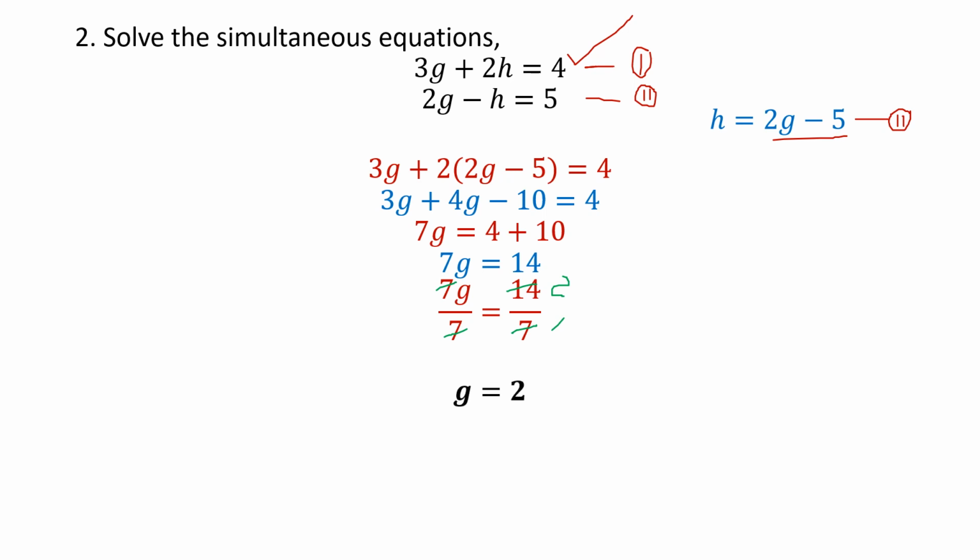Now that we have the value of g, we have to find the corresponding value of h. We can use any of the equations, equation 1 or equation 2. So let's use this one. This one is still equation 2, but we have rearranged it. So let's substitute for g. We are now substituting 2. Then this simplifies to 4 minus 5, which is minus 1.